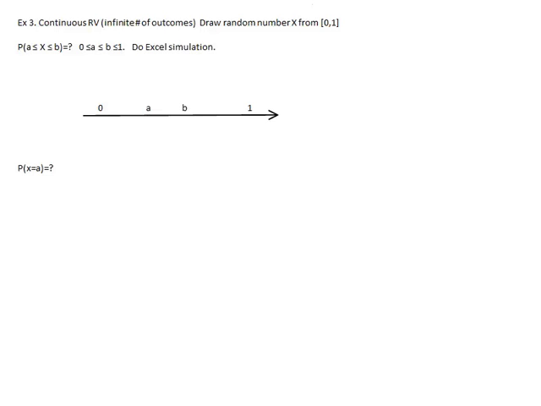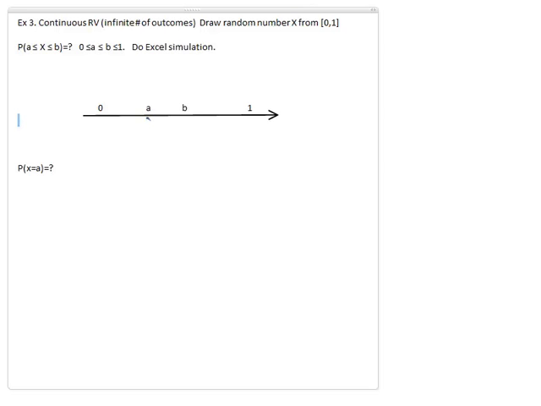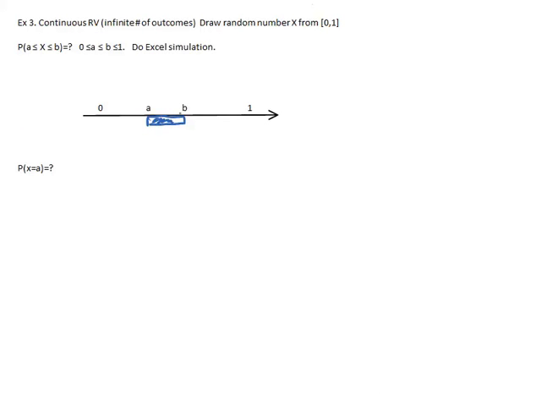The special thing about the third example is that we have a continuous variable and the outcome is infinite. Here, what we are going to do is draw a random number x from the range 0 and 1. I have two fixed numbers, a and b, and I want to calculate the probability that x falls between a and b. Basically, I'm interested in x falling in this range if I randomly draw x from 0 to 1.